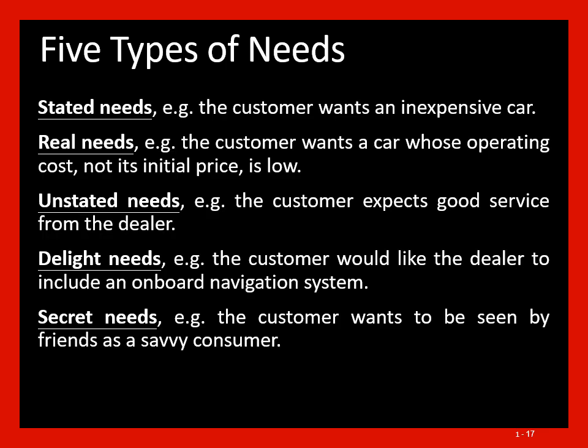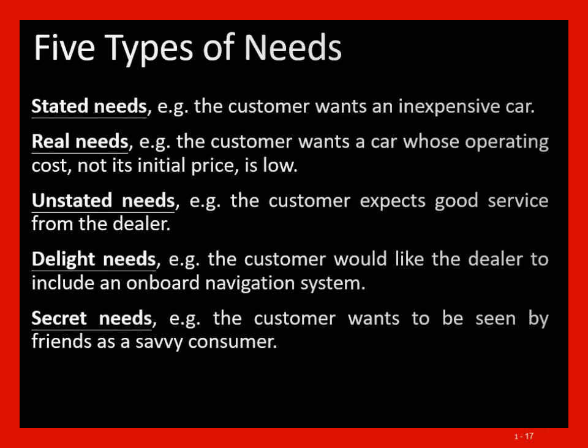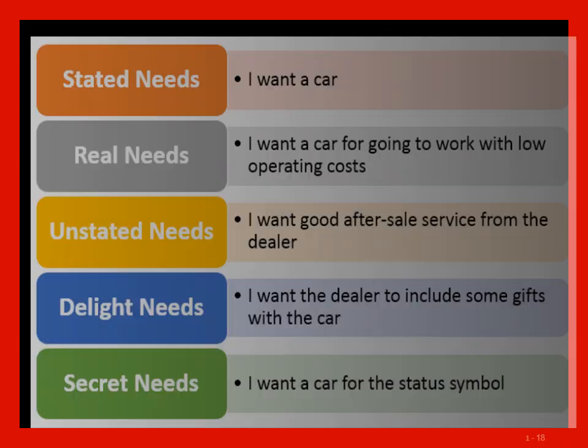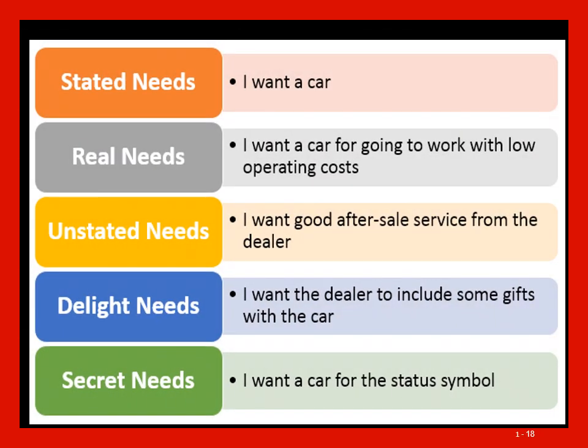That is the reason marketers always offer different product variants as per the different types of customers: stated needs, real needs, unstated needs, delight needs, and secret needs. So we talked about these five different types of needs and an example of an automotive product or a car.